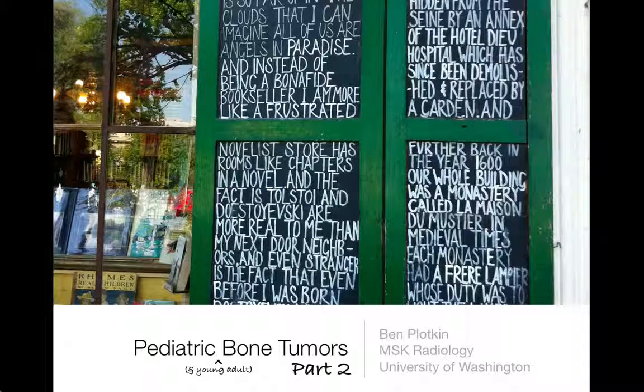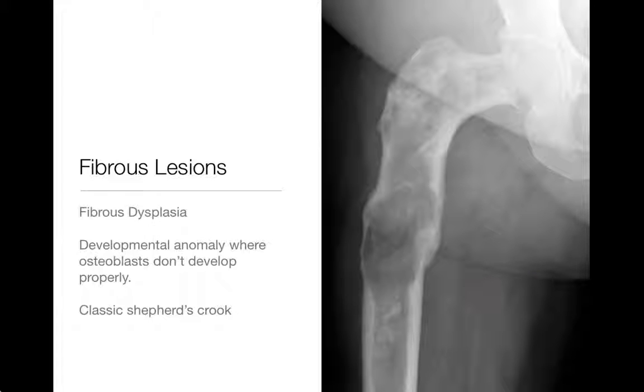All right, welcome back. This is part two of pediatric bone tumors. We're going to finish talking about the different types of bone tumors, which are commonly found in children and in young adults. Last time we just ended with talking about non-ossifying fibromas or fibroxanthomas. We'll finish up talking about the other main fibrous lesion, which is fibrous dysplasia.